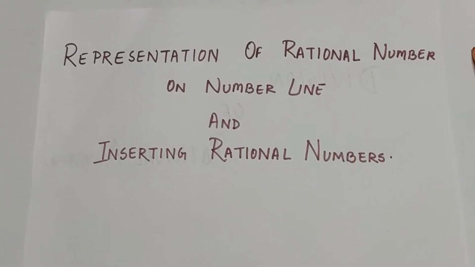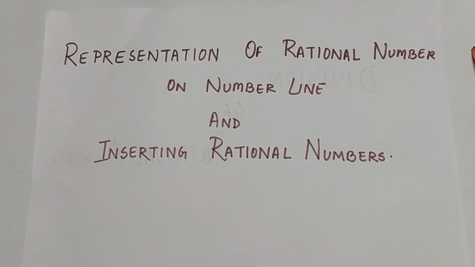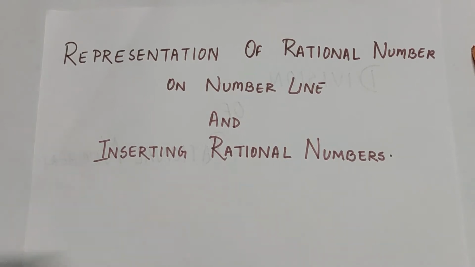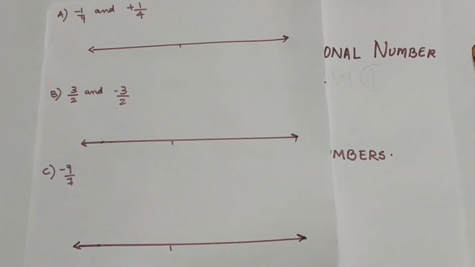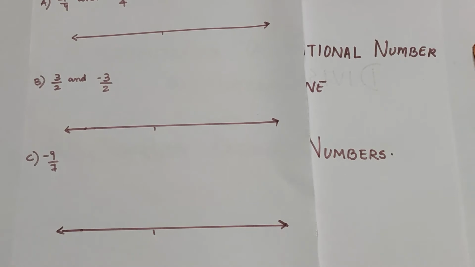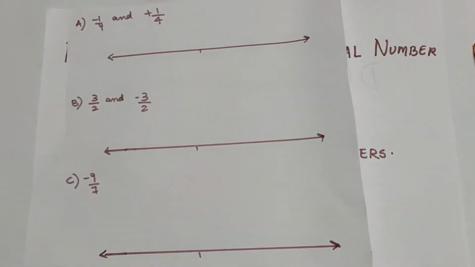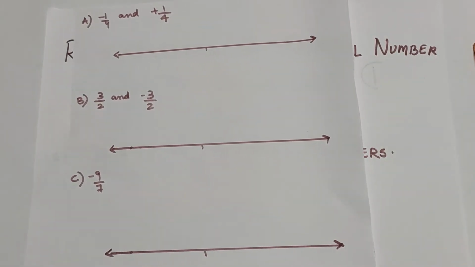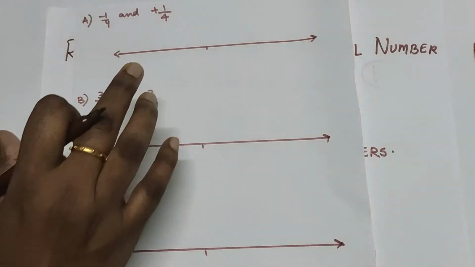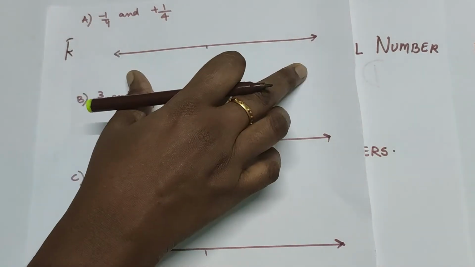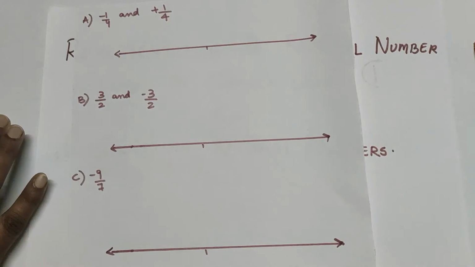Hello students, today I am going to show you representation of rational numbers on the number line and inserting rational numbers. So today as we will be representing on the number line, let me show you how a line looks. You can see I have drawn one line with arrows on both ends. That shows that this is a line.